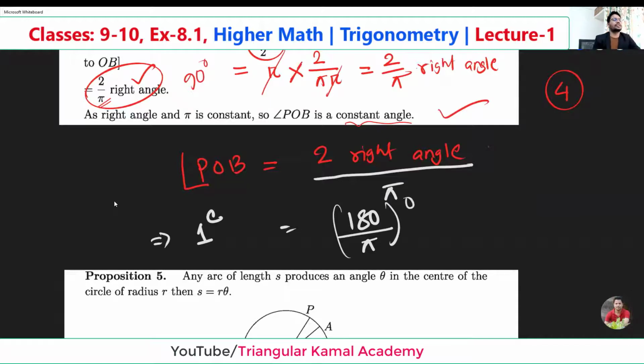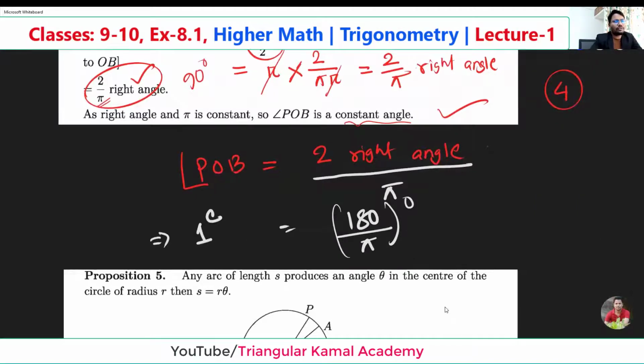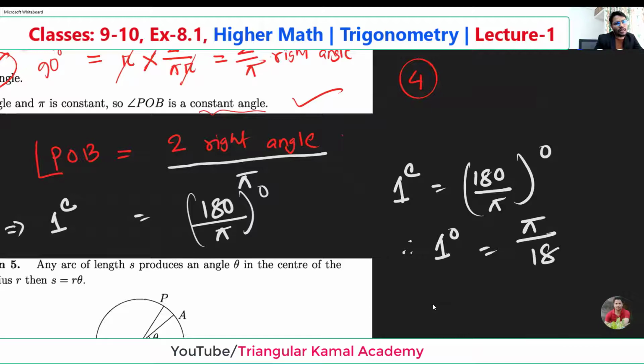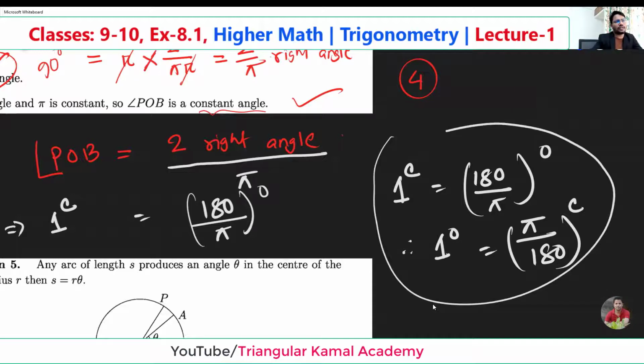So this is the relation between the circular angle and the sexagesimal angle. So 1 radian is equal to 180 by pi. Here in this content we will apply these theorems. 1 radian is equal to 180 divided by pi degree. In the same way, if we find 1 degree, this will change. It will now be pi by 180 radian, or you can write here C. So this is the relation between the circular angle and the sexagesimal system angle, the relation between radian to degree and degree to radian.